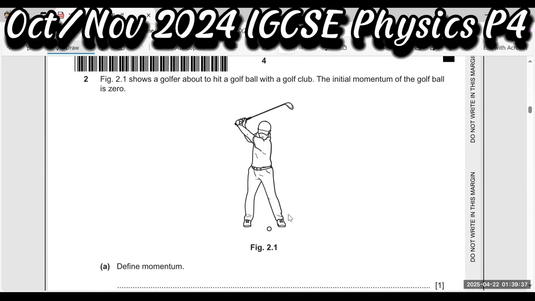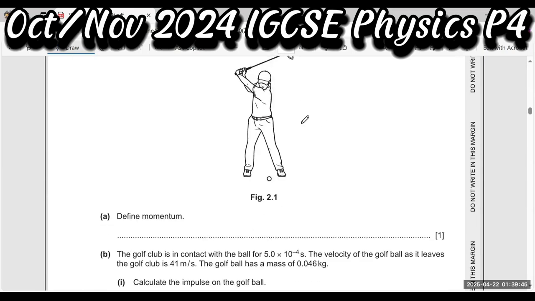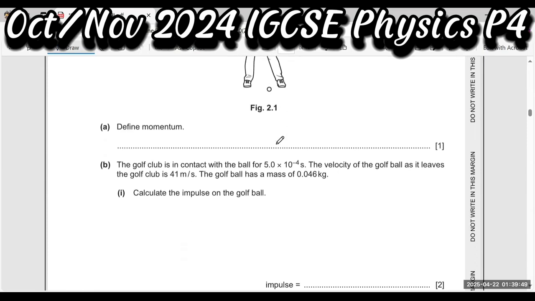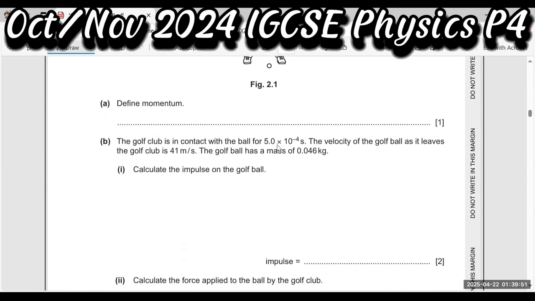Figure 2.1 shows a golfer about to hit a golf ball with a golf club. The initial momentum of the golf ball is zero. Why? Because the golf ball is at rest. So what is momentum? It's a 1 mark question. The product of mass and velocity is called momentum.